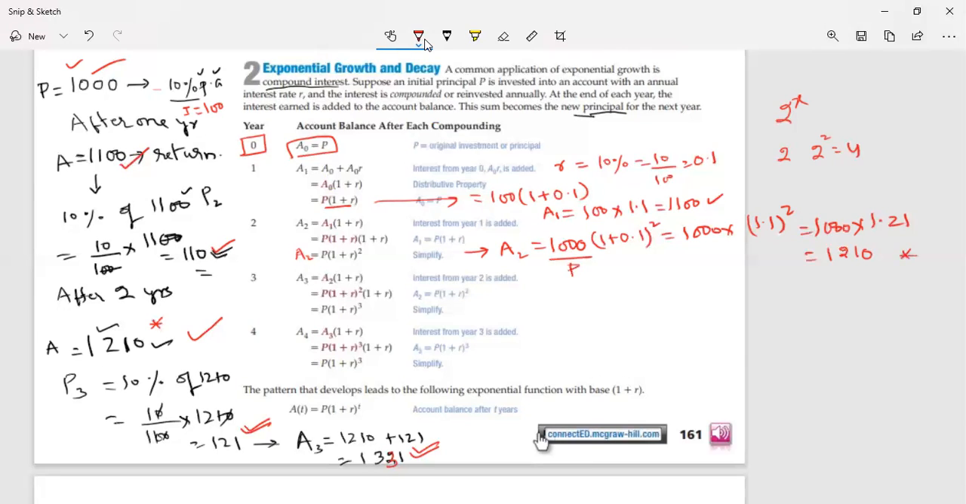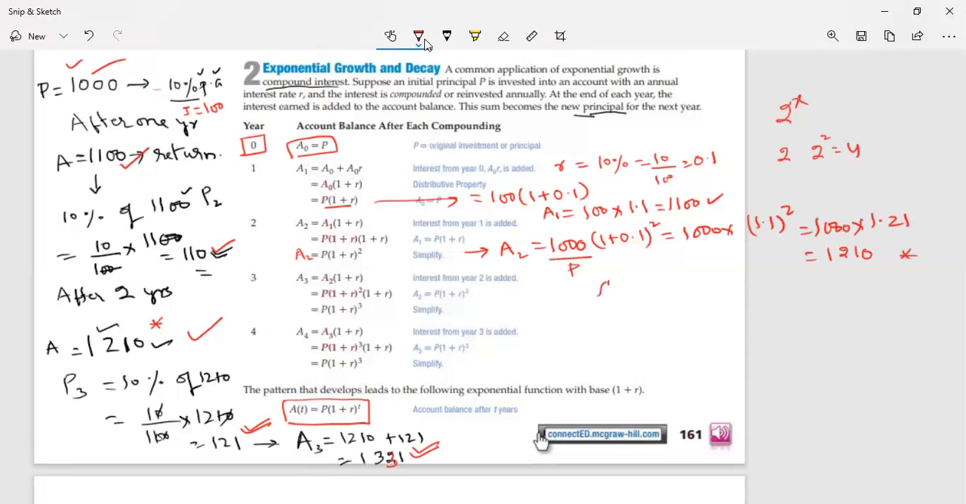Here this is also after. So I mean to say that when we find out after 1 year, interest from 1 year is added, then after 2 years, 2 years' interest is added, then 3 years. So we got a formula. The pattern develops and leads to the following exponential function. So this will become a formula, and we can directly find out what amount we have to return.